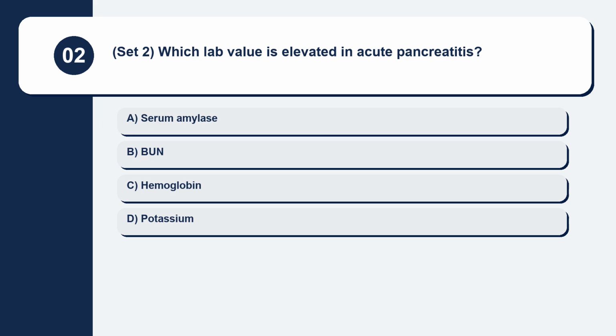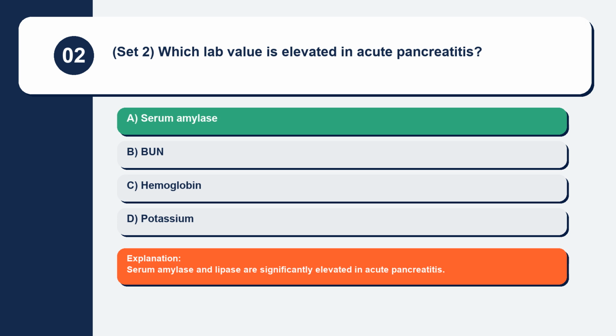Question 2. Set 2. Which lab value is elevated in acute pancreatitis? Serum amylase, BUN, hemoglobin, potassium. Serum amylase and lipase are significantly elevated in acute pancreatitis.